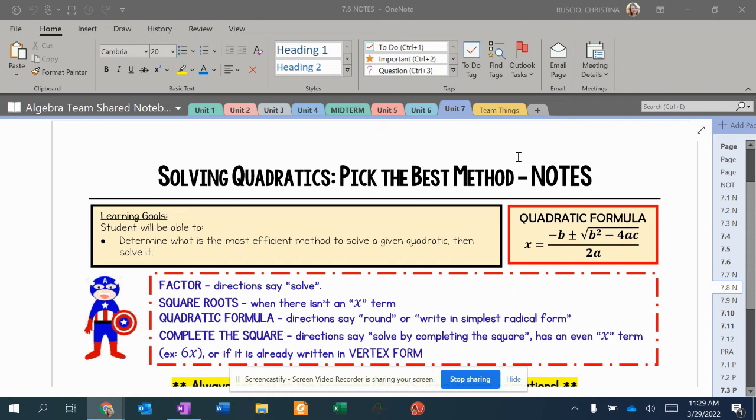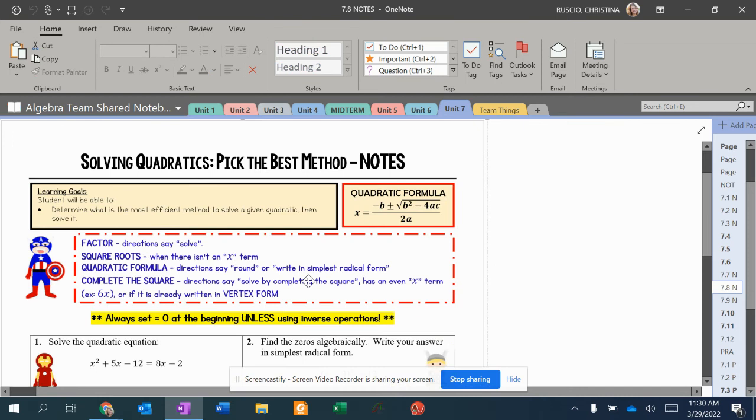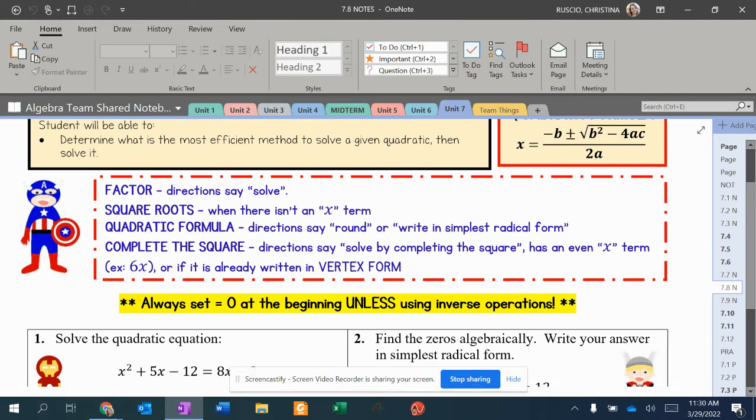So we are just going to review some of those methods before we dive in, but you probably remember we started off the unit with factoring. And the directions usually just say solve. There isn't anything fancy after it, like write in simplest radical form or anything about a decimal.